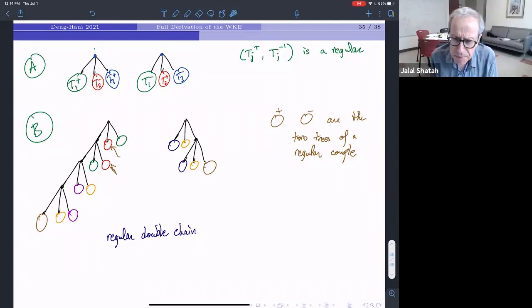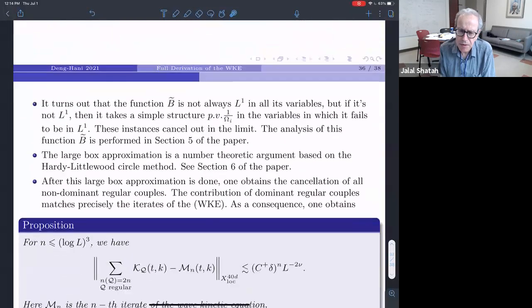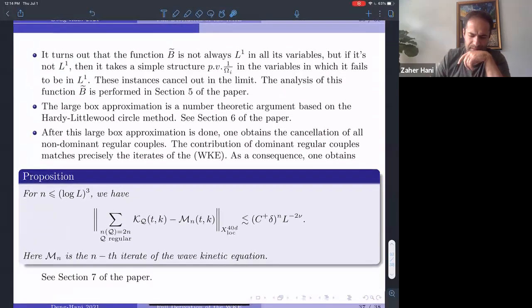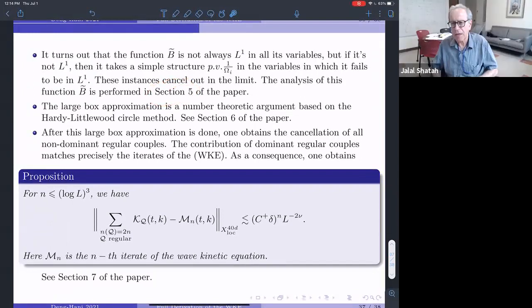Okay, and where is it in the paper, if you can remember? Maybe before section 5, I think maybe section 4. Maybe we can talk about this later.